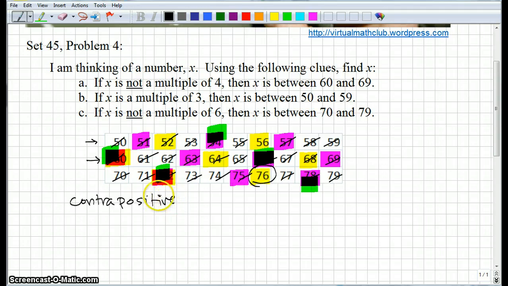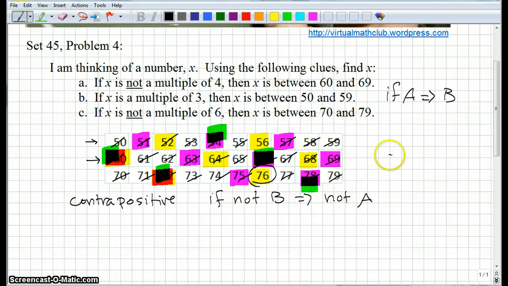Contrapositive. Okay, and you might be asking, what's the contrapositive? So if we have an if-then statement like this, if x is not a multiple of 4, then x is between 60 and 69. So we've got a statement like, if something, then something. If A, then B. And the contrapositive is, if not B, then not A. And if the positive is true, then the contrapositive is also true.